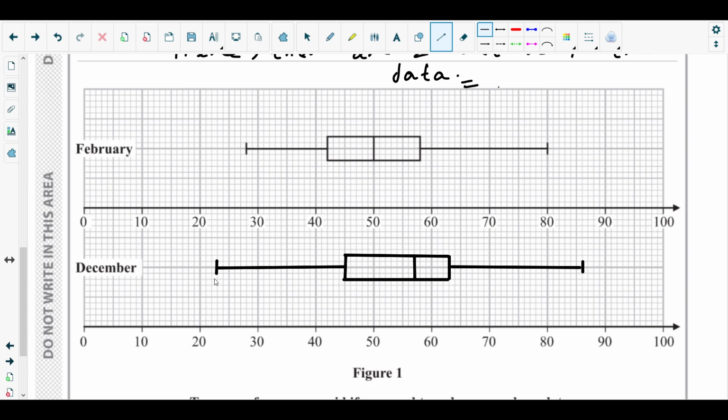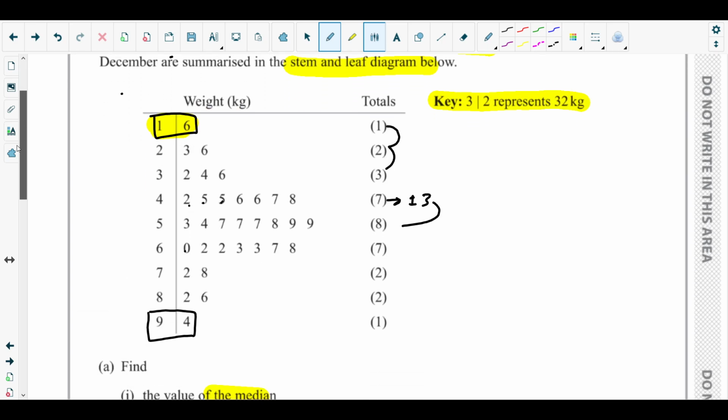Box plot. Are we done? No. We have the outliers remaining, right? 16 is an outlier, so mark it as an outlier. And 90 is also an outlier, so you need to put a cross there at 90. Now it's done. That's it. Next is part D.